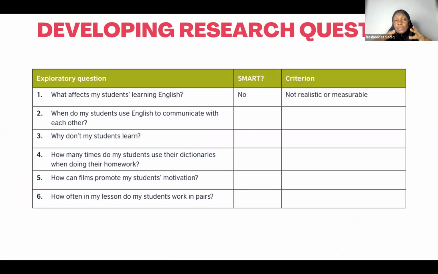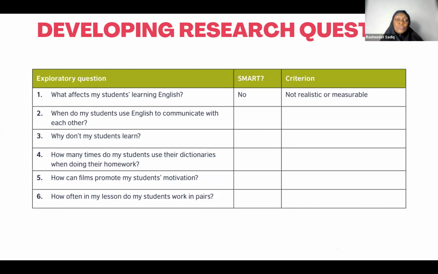Okay, so your research questions, we talked about some of the criteria. It should be SMART, it should be related to the study. So here are some questions also related to learning English. I'd like us to just have a look at whether they meet the criteria. So the first one, what affects my students learning English? Now, this is not a very smart question because it's such a broad question and it's not easy to measure what affects. You know, there could be a million things affecting them. It could be socioeconomic. It could be the time of day they are in class. So you need to make your questions a bit more specific.